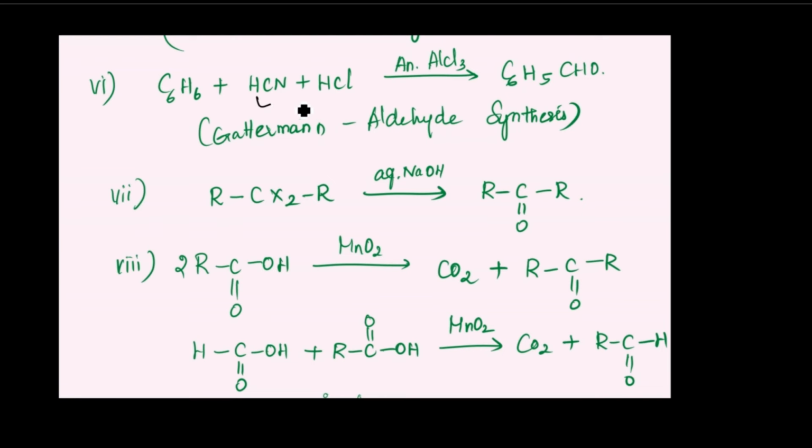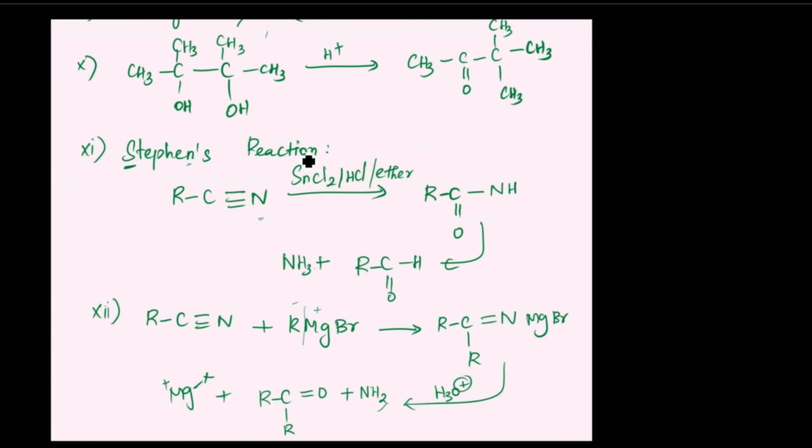Gattermann aldehyde synthesis, where I'm using HCl, will immediately give you aldehyde. Then MnO2 can also leave you with aldehydes. So these are some important reactions. The major important reaction is the Stephen reaction. You can remember it as SnCl2, because there is another reaction which involves SnCl4. Here SnCl2 with RCN gives ammonia with aldehyde. And Grignard reagent with CN will give you ketones.